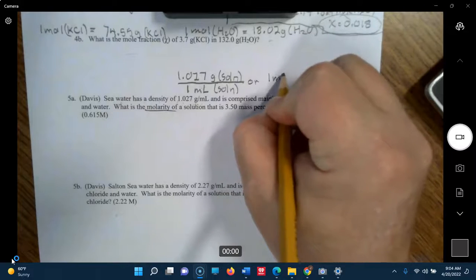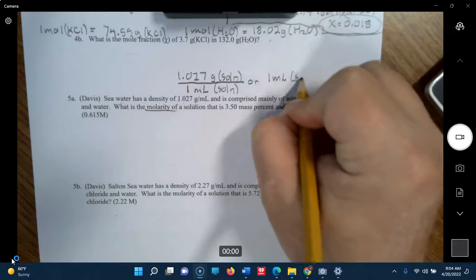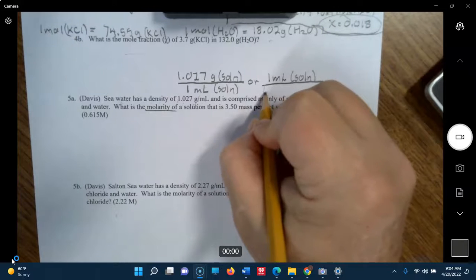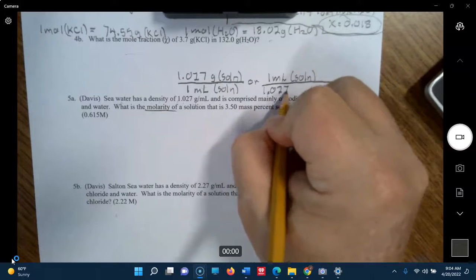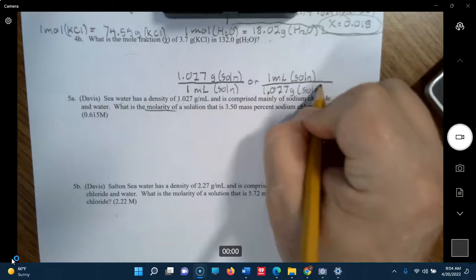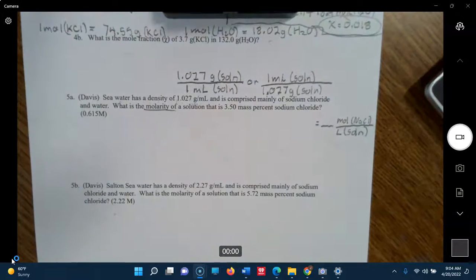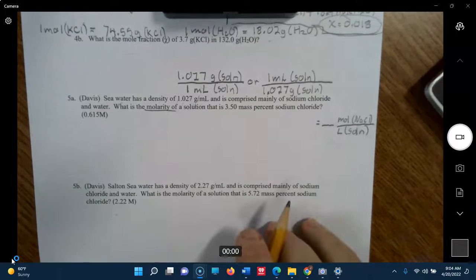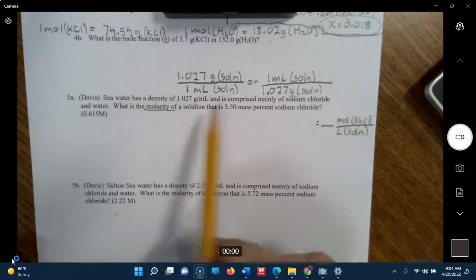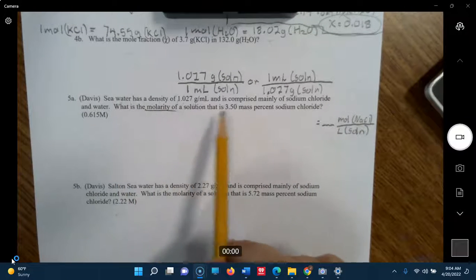1 milliliter of the solution, the seawater, the salt and the water together, over 1.027 grams of solution. So you have two conversion factors, so that'll come in handy later on in the problem. Now, seawater is mainly comprised of sodium chloride. So it's solute, sodium chloride, solvent, water. What is the molarity? We read that.